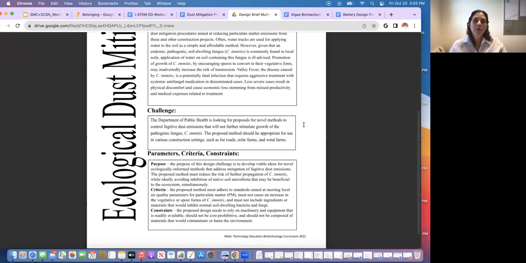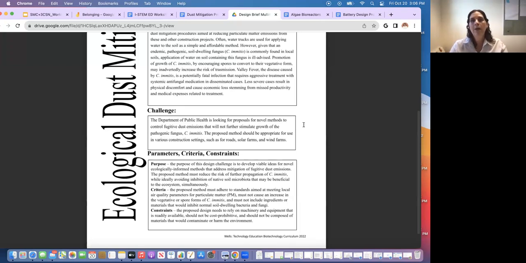Then students were given some parameters: criteria and constraints. So they have a purpose, they have criteria that they need to meet, and then they're given constraints. It can't be pie in the sky, right? It can't be an unrealistic design. It should rely on machinery and equipment that is easily available and sourced. It shouldn't be ridiculously expensive, and it shouldn't be composed of materials that would further contaminate or harm the environment.